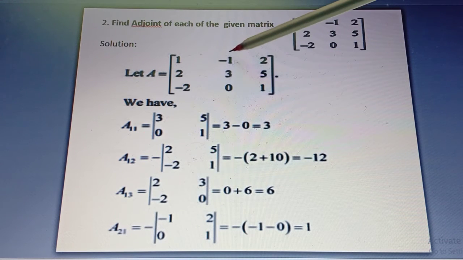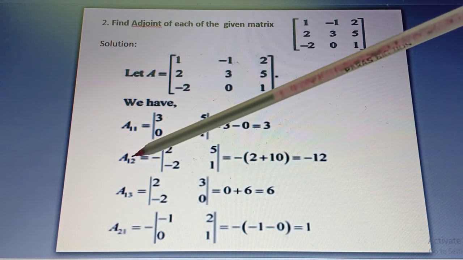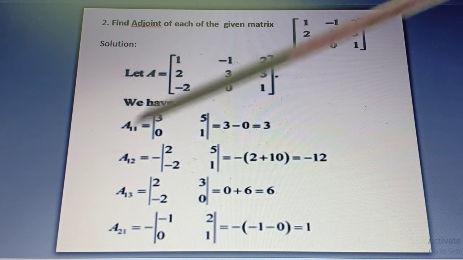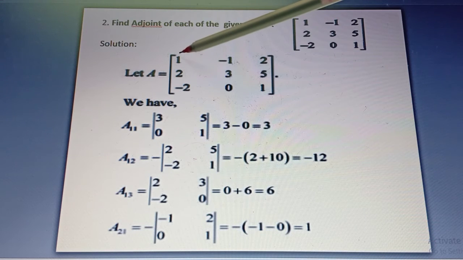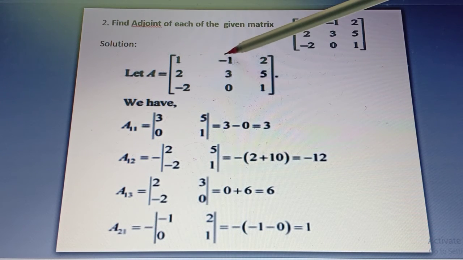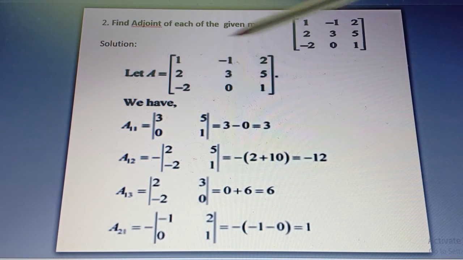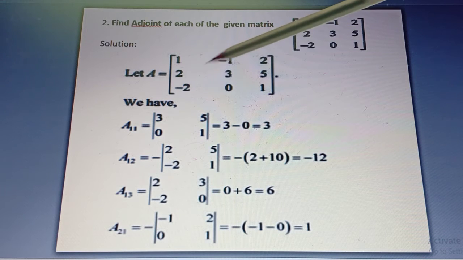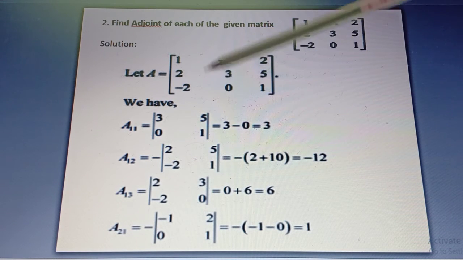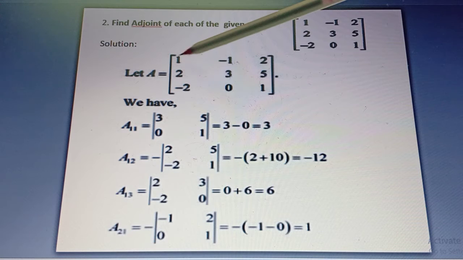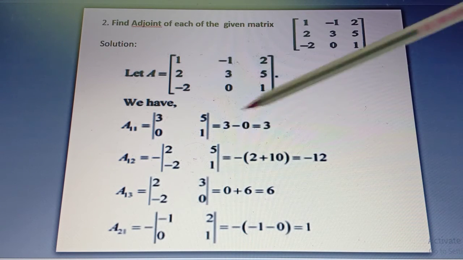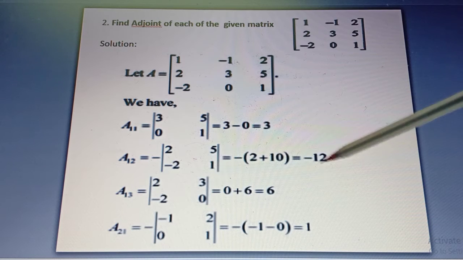Next, cofactor of minus 1. Here the sign is minus because it is minus 1 to the power 1 plus 2. The signs are plus, minus, plus, minus, plus, minus, plus, minus, plus. So here the sign is minus, so minus into, leaving its corresponding column and corresponding row, 2, 5, minus 2, 1. After expanding, you will get minus 12.